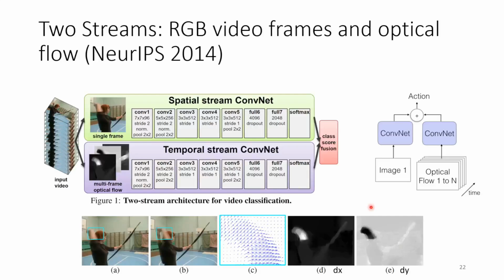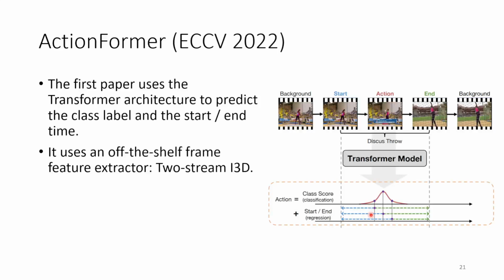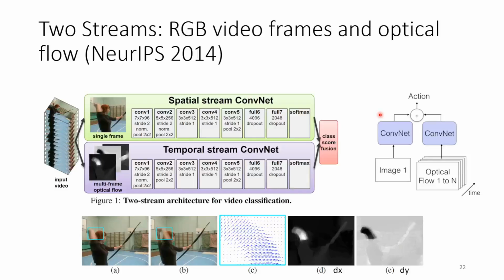So first, the question is, what is the feature they extract from frames? They use an existing video clip representation called two-stream. First, I need to explain two-stream. The two-stream idea was proposed in a very important paper, and the title is just Two-Stream. It was published in NIPS 2014. So this is the idea.